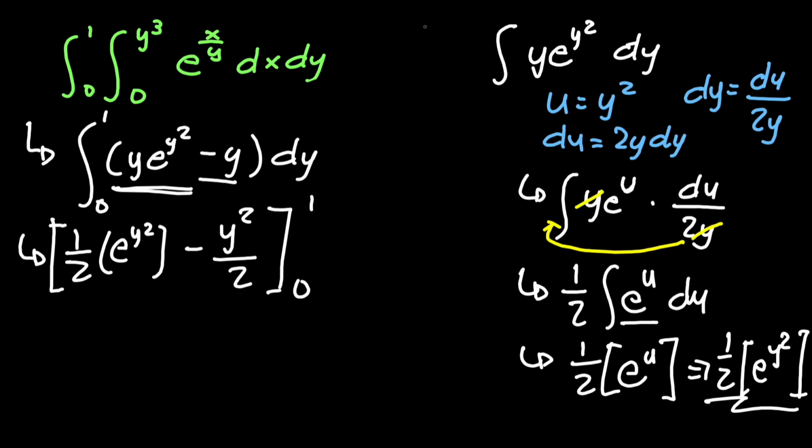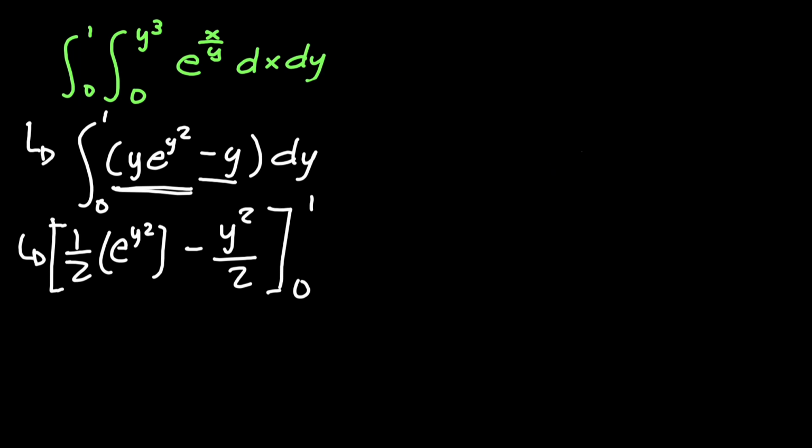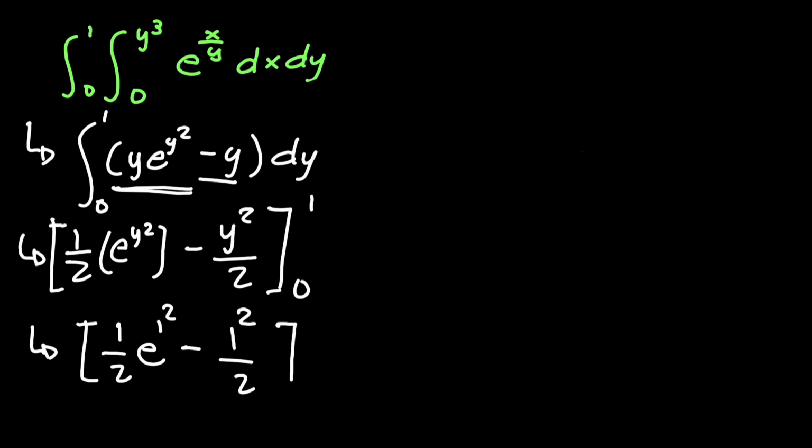Let me just make some space here. And now substitute 1 first into the y values. You will have 1/2 e raised to the power of y, which is 1 squared, minus 1 squared over 2. Subtract this by putting 0 on the y values. You will have 1/2 e raised to the power of 0 squared, minus 0 squared over 2.